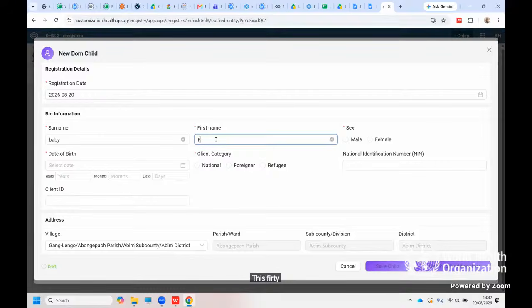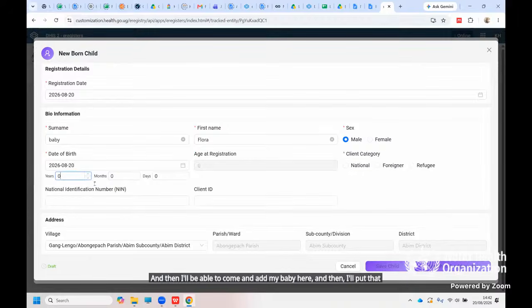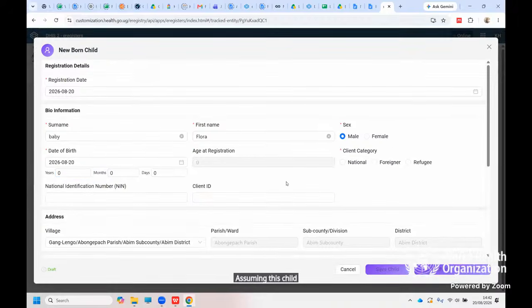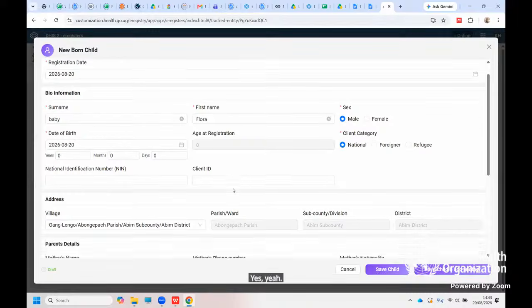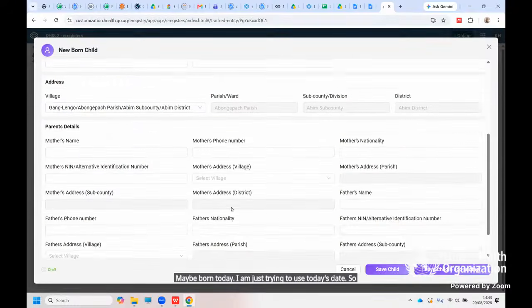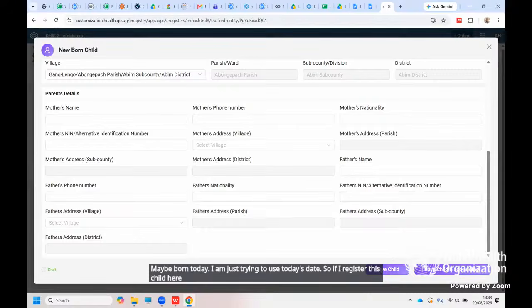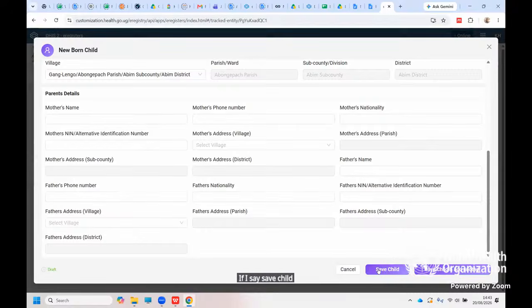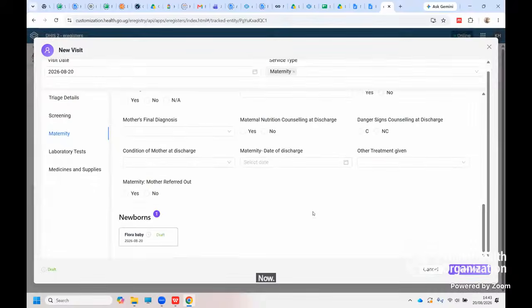and then I'll be able to come and add my baby here, assuming this child is maybe born today. I am just trying to use today's date. So if I register this child here, if I say save child here, now this child is recorded here, and of course we shall see it in the next session of MCH.